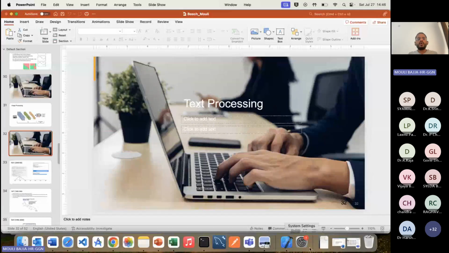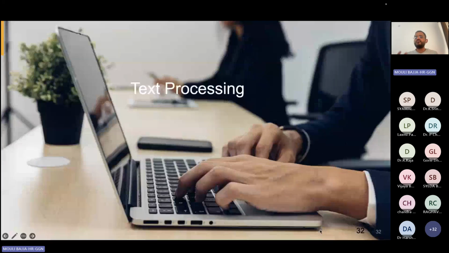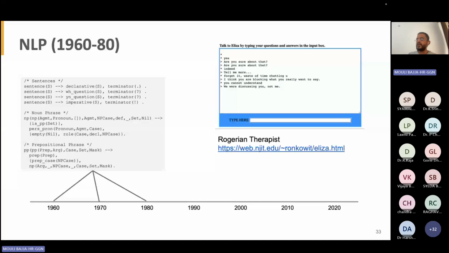So text processing, this is one of the very old methods where we have been trying to take help of machines for conversation purposes. It started to help patients, as a Rogerian therapist. So it was a string-based approach.